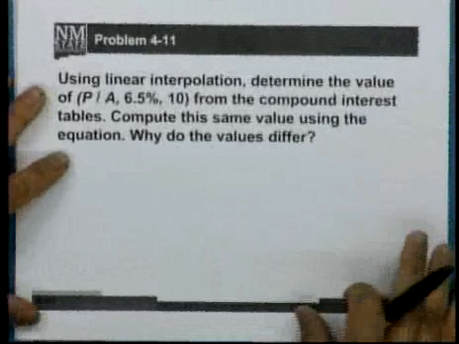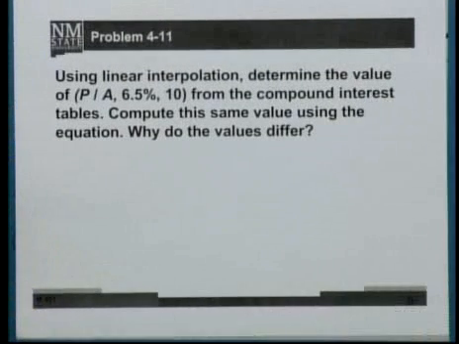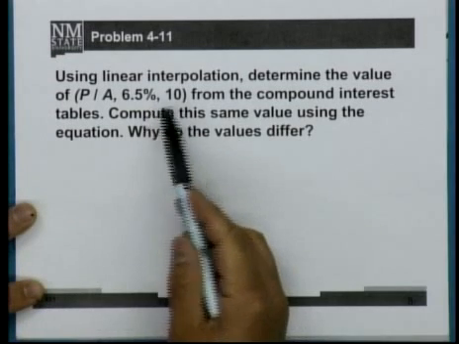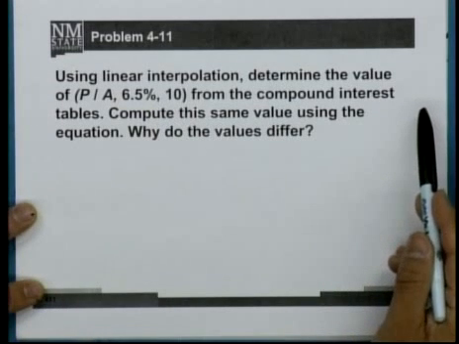This is the 10th lecture. So today we are going to continue to solve the end of chapter 4 problems. And I believe last time we've solved problem 4-10. And the first problem that we are going to solve for today is problem 4-11. So using the linear interpolation, determine the value of P given A 6.5% over 10 periods.